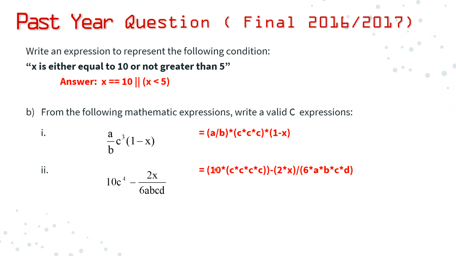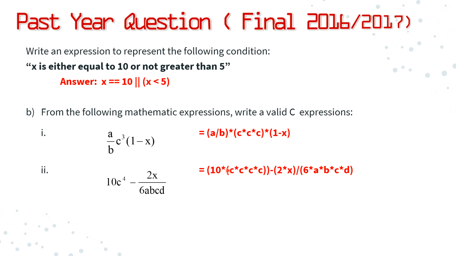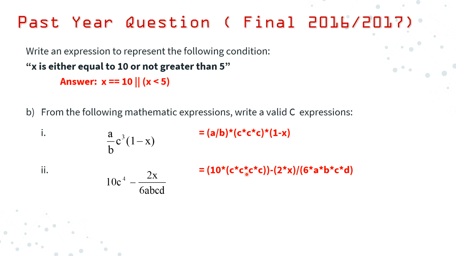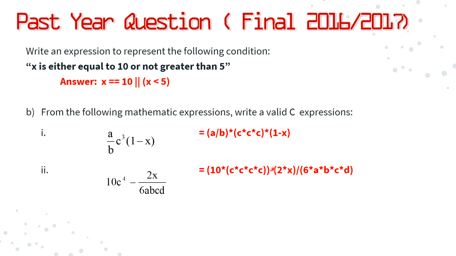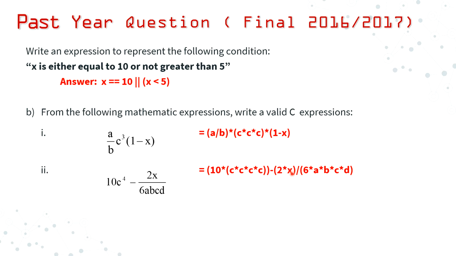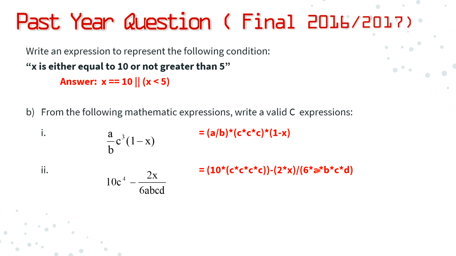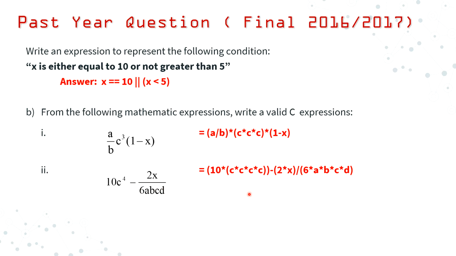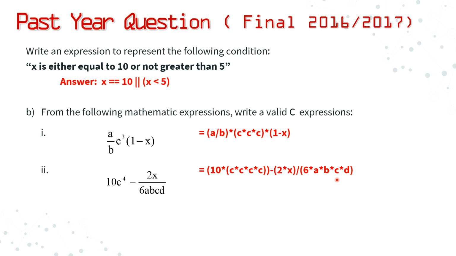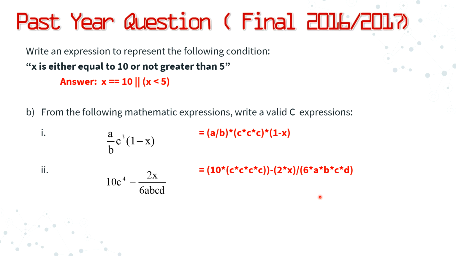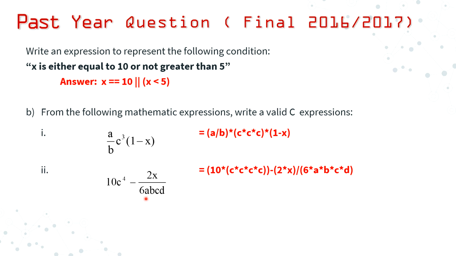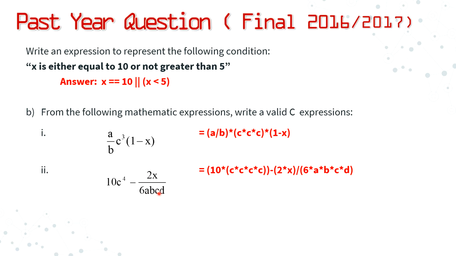So it becomes the parentheses of 10 multiplied with the asterisk symbol with C multiplied with C, multiplied with C, and multiplied with C, minus sign, 2 multiplied with X, divided by the parentheses of 6 times A times B times C and times D. Notice how the entire denominator here is wrapped in parentheses. If we didn't do this, the computer would only divide by 6 and then incorrectly multiply with the rest.